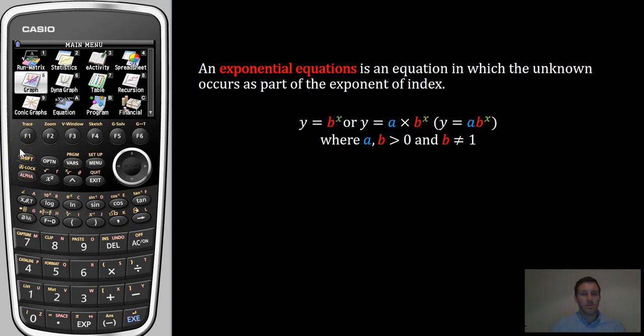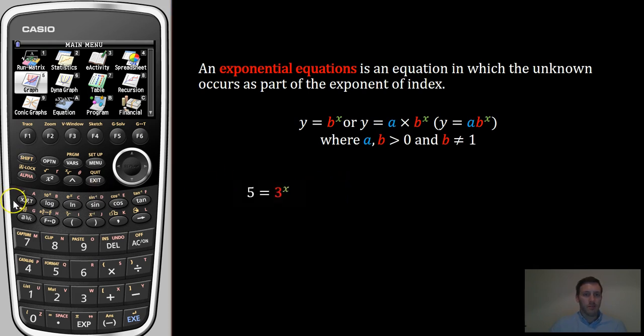We can solve exponential equations using logs, but that's beyond the scope of this video. In this video, I'll show you a simple technique for solving exponential equations using a graphics calculator. To do so, we graph each side of the equation on the same set of axes. The x-coordinate of the intersection of the graphs gives us the solution to the equation.